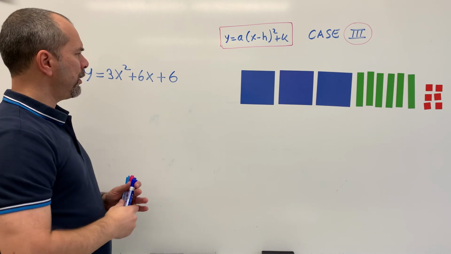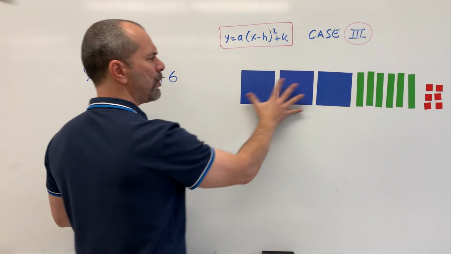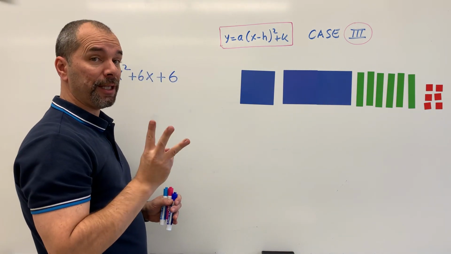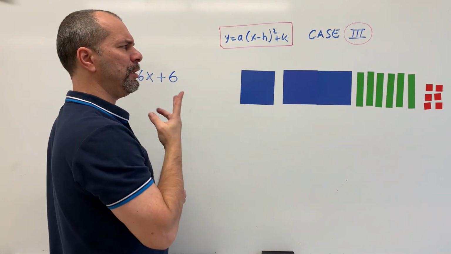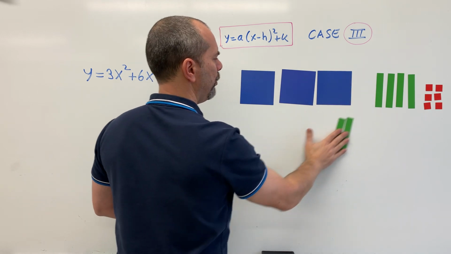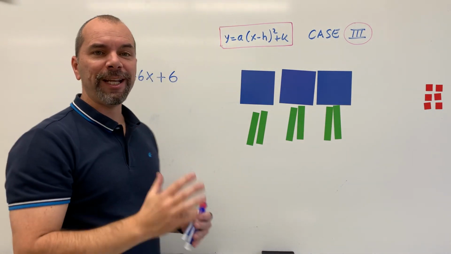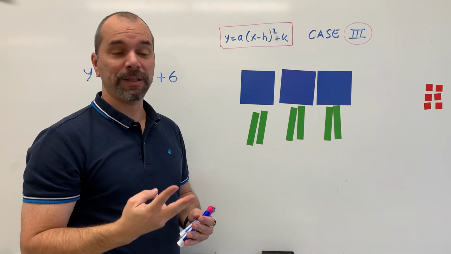Okay. So the first thing that I realized is that I can't make a square with these 3 together. But I can make 3 different squares. But if I'm going to make 3 different squares, what I can do is put 2 here, and 2 there. So I'll break it up into 3 groups.